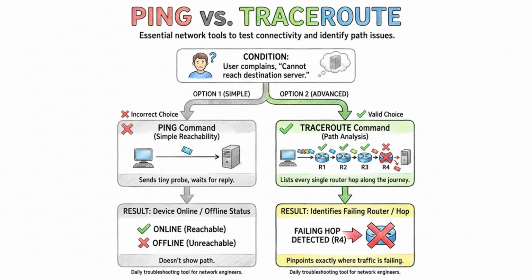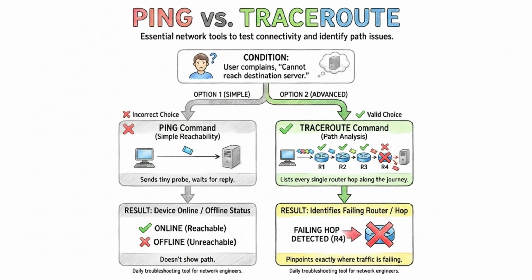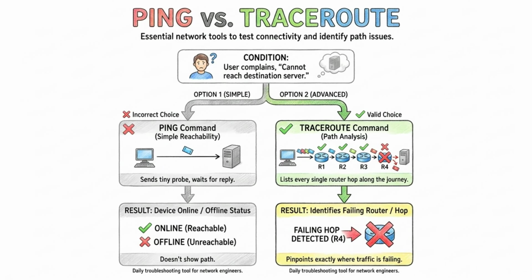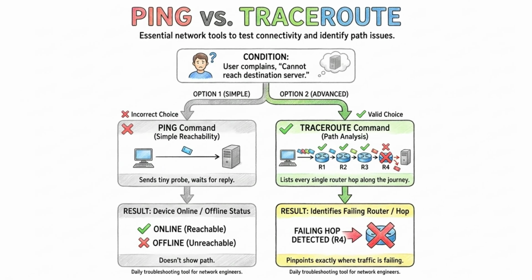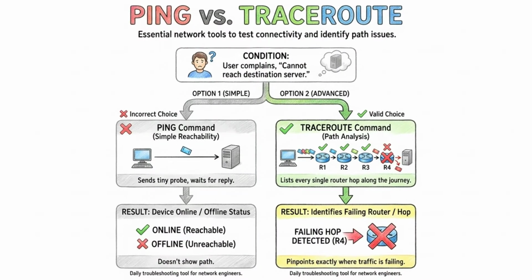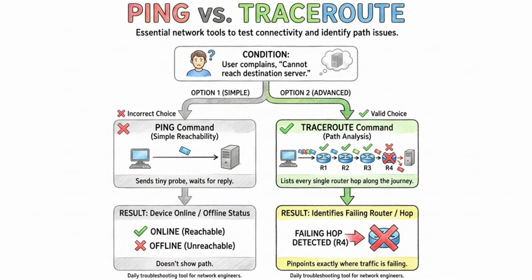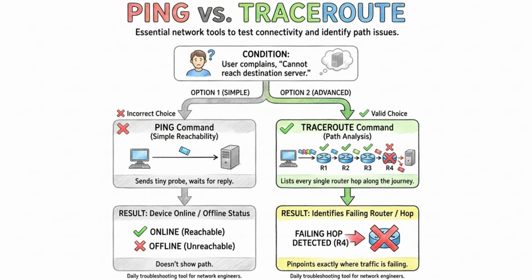Traceroute is slightly more advanced, as it not only tells you if the destination is reachable, but it also lists every single router hop the data took along the journey to get there. If a user complains they cannot reach a specific server, running a traceroute will show you exactly which router along the path is failing or dropping the traffic. These two commands are the absolute best friends of any network engineer, and you will use them on a daily basis in the real world.